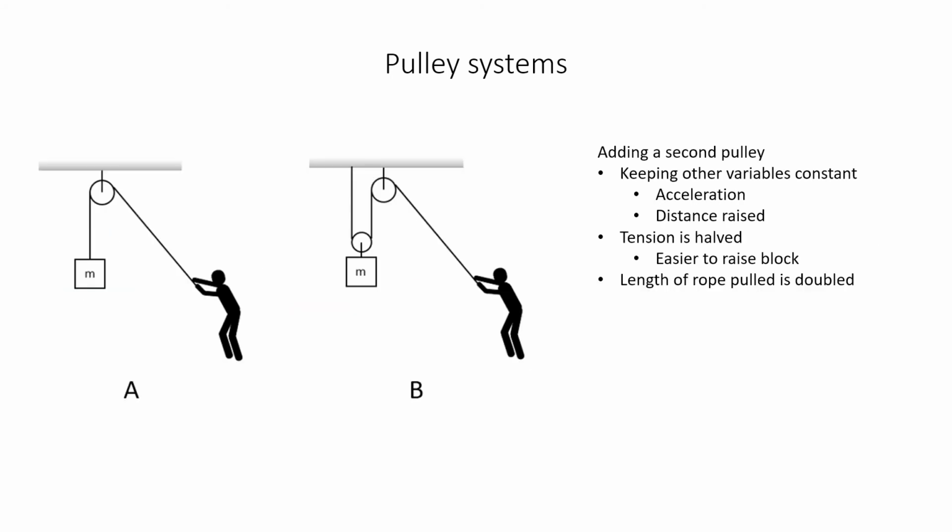If we keep the other variables constant, that is acceleration and the distance raised, adding a second pulley halves the tension. That makes it easier to raise the block, but the length of the rope is doubled.